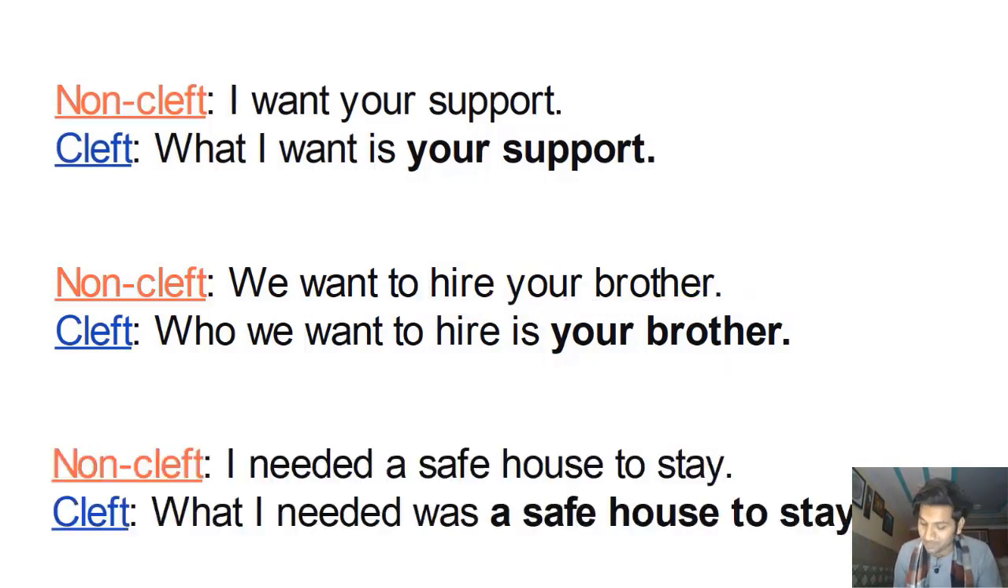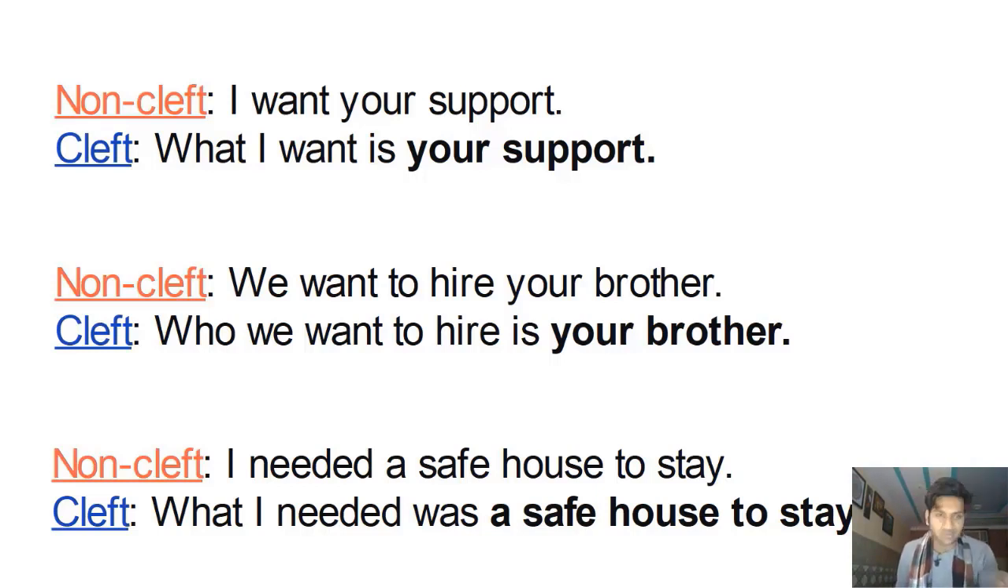All right, let me show you one more example. Here we're not saying what, because it's a person. Let's suppose if it was a thing, we would say what. But you cannot hire a thing. But let's suppose you own a thing that can do something for me, like a robot, and I can hire that. So I'll say, what we want to hire is your robot. That way it is possible, but here it's a person, and for a person we cannot use what. We'll say who. Okay.